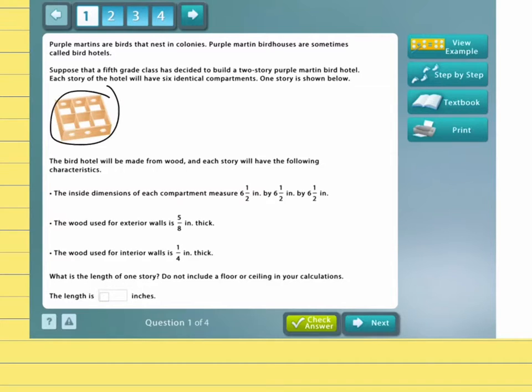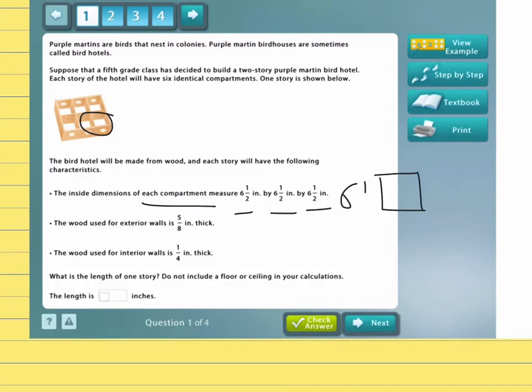So this is one story, but it's going to be a 2-story high bird hotel. The bird hotel is going to be made of wood, and each story will have the same characteristics and dimensions. So the inside dimension of each compartment, one of these, is going to be 6.5 by 6.5 by 6.5. So length, width, and height will all equal 6.5 inches.